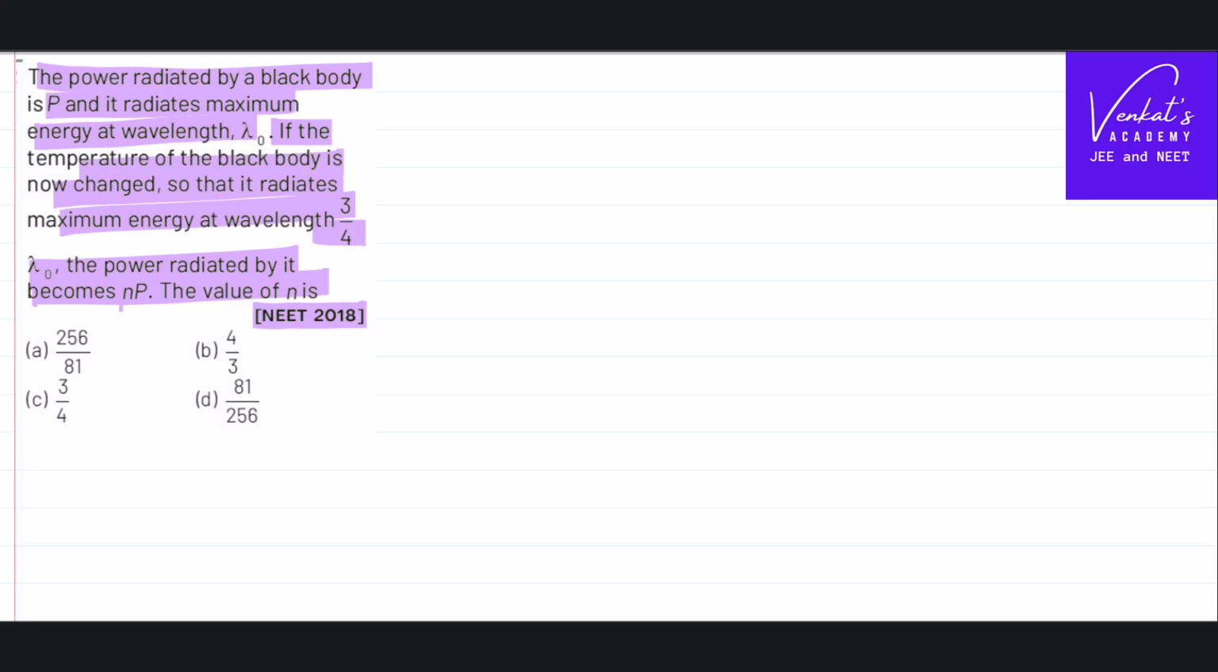So the first thing that we need to use is, as wavelength is changed with respect to temperature, as per a law called Wien's displacement law, lambda m is inversely proportional to absolute temperature of the body, or lambda m1 by lambda m2 is T2 by T1.